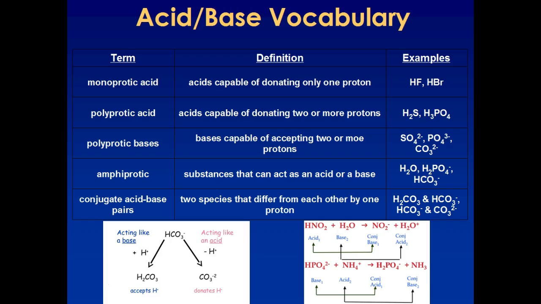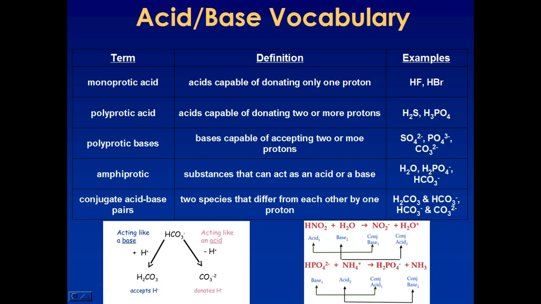Monoprotic acids are acids that are only capable of donating one proton. I've given you a couple of examples over here, HF and HBr. HNO2 would also only be able to donate one proton, and this should actually be H3O+, sorry about that. This particular substance, NH4+, donates one proton and makes NH3. That, for the most part, is what you're going to see NH4+ be able to do.